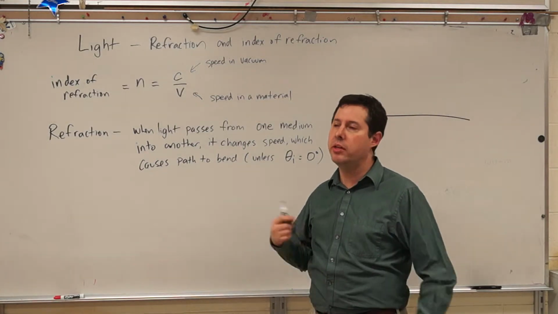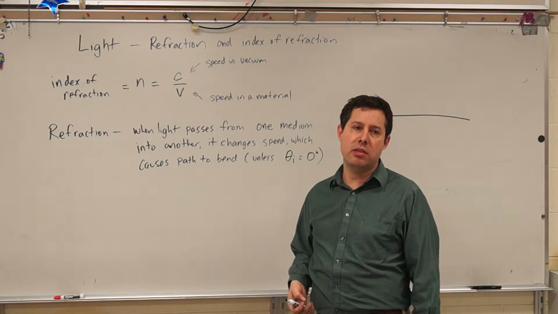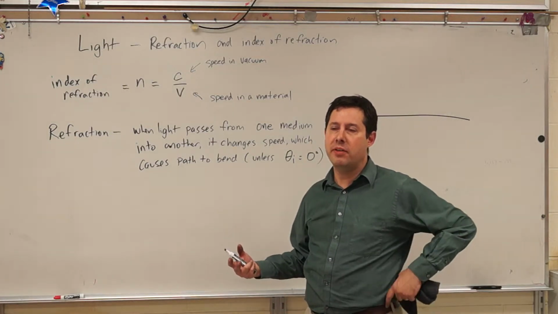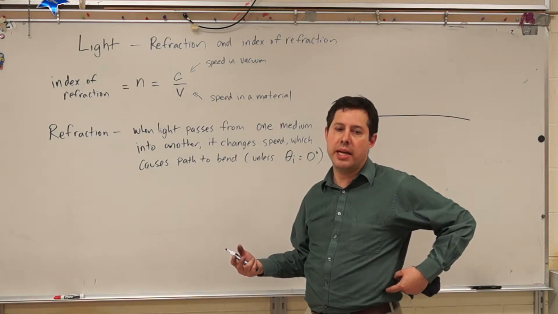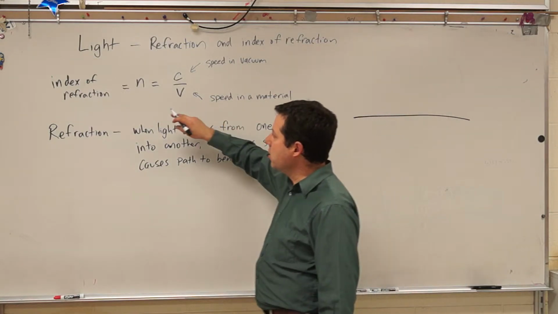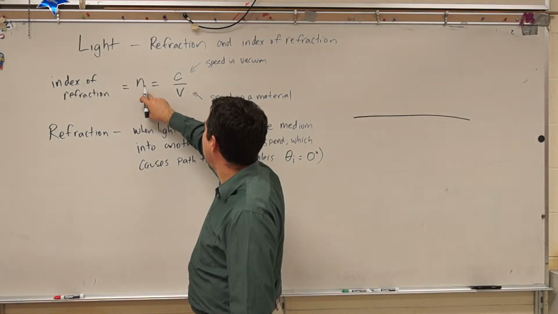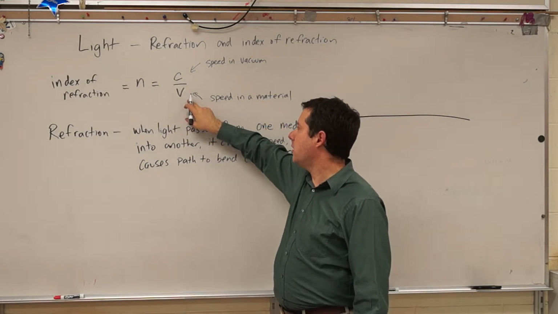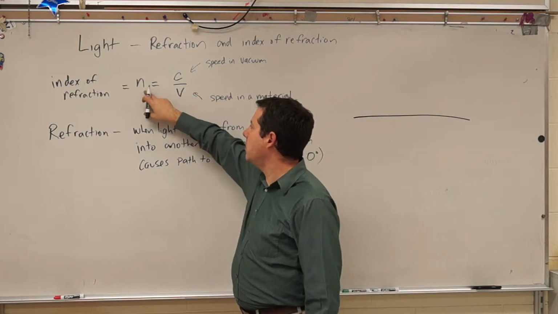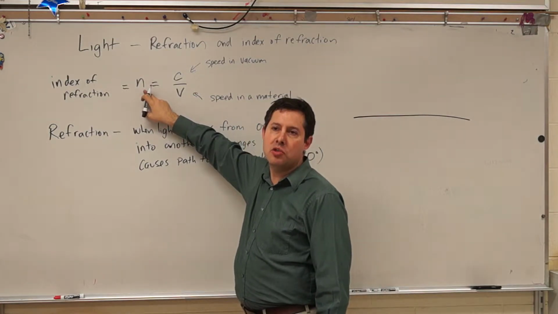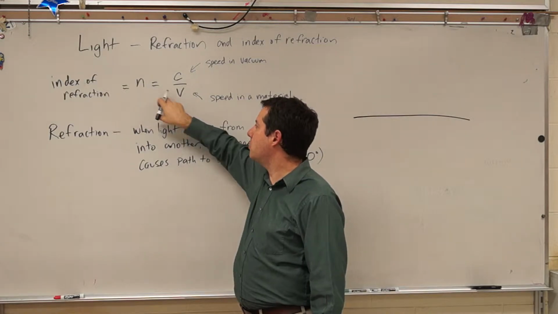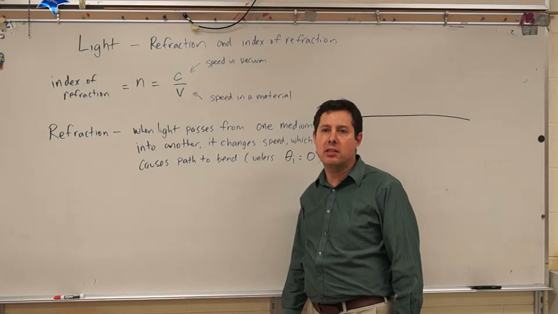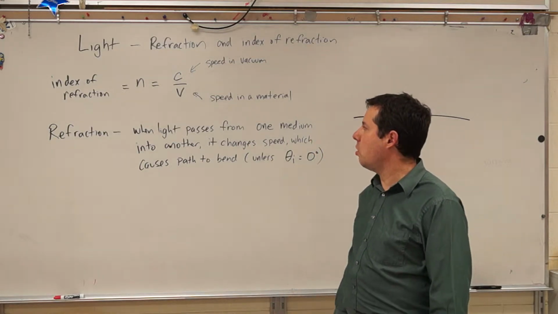It slows down a little bit when it enters the air. It slows down more significantly when it enters something like glass, and even more significantly when it enters something like a diamond. So the bigger the index of refraction, the smaller the velocity's got to be, right? If v is small on the bottom, then n is big on the top. So a small v gets you a bigger index of refraction, meaning something with a bigger index, light is traveling more slowly in.